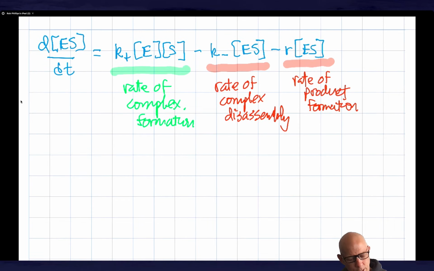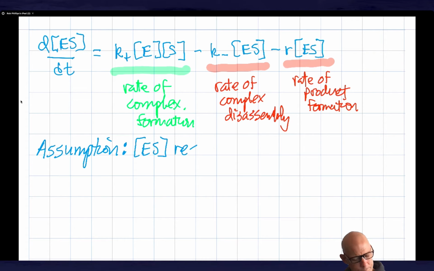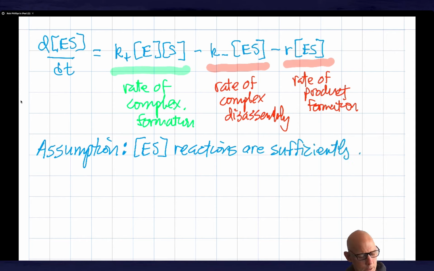Now, here comes the big assumption. And that is that the ES reactions are sufficiently fast to be in steady state.